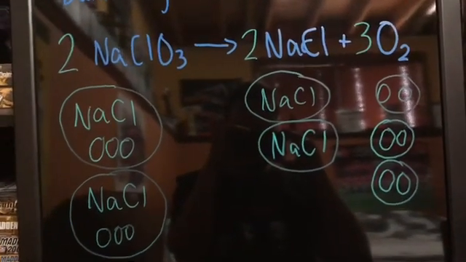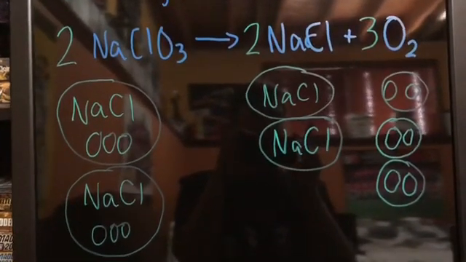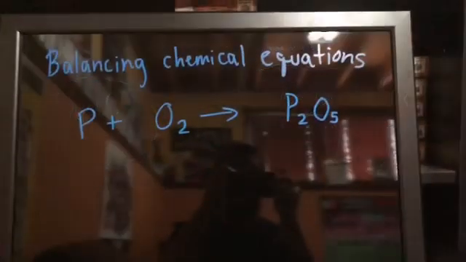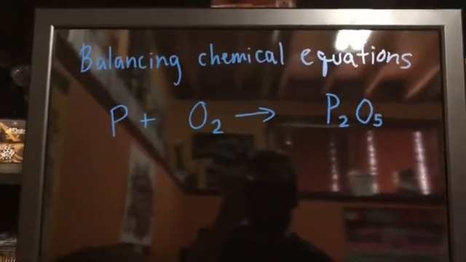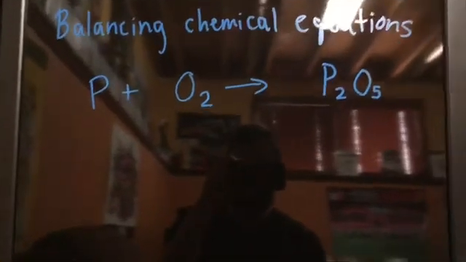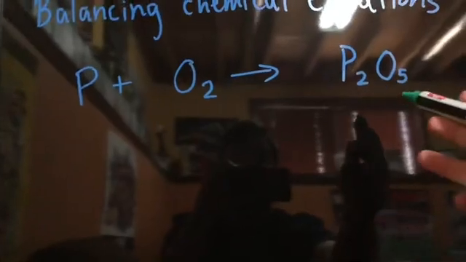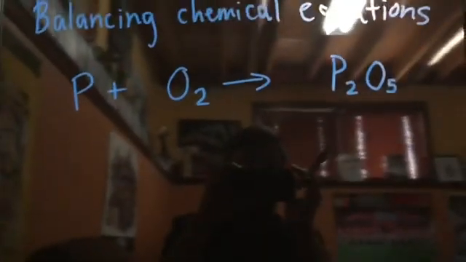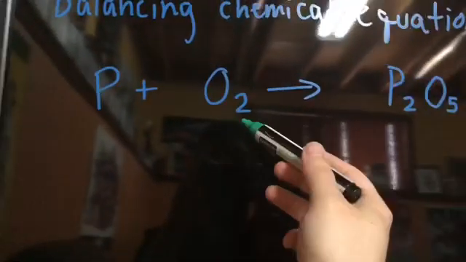I'm going to do one more example. This one is going to be from the assignment. So let's take a look. All right, so here's one more example that was on the assignment. We have phosphorus plus oxygen are going to combine to make diphosphorus pentoxide. So we can already see that it's not balanced. We have 1 phosphorus and 2 here. We have 2 oxygens and 5 here.